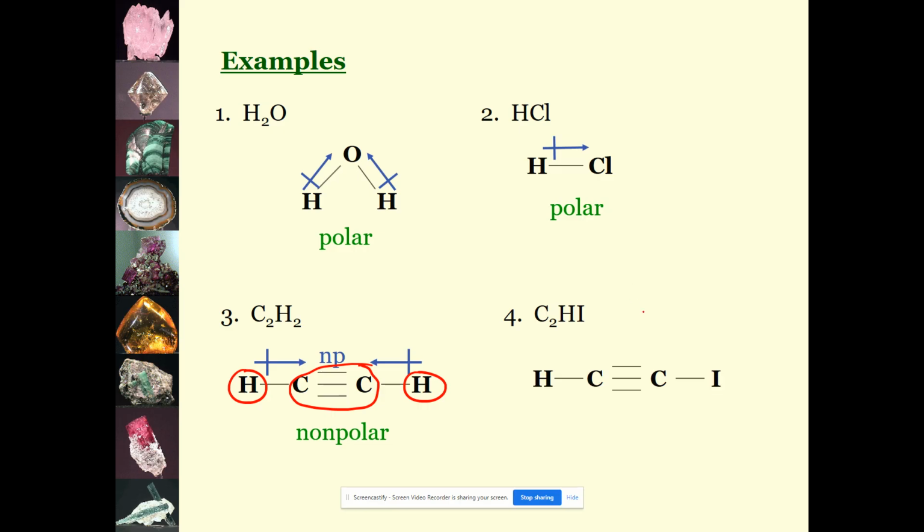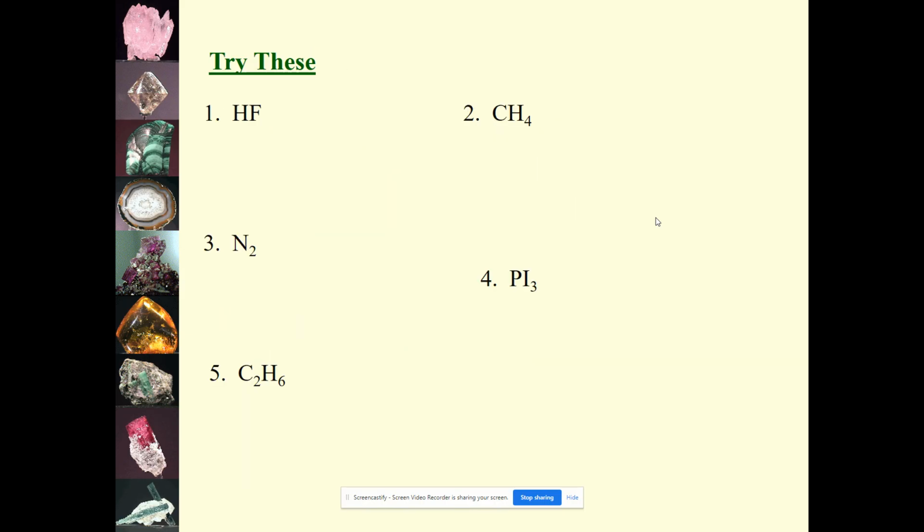Whereas a very similar molecule, two C's again in the middle, but this time the terminal atoms are I and H. So they're two different terminal atoms. Therefore, they're not pulling in opposite directions with equal strength. So the molecule remains polar. Okay? A few more that you can try if you pause this video, and then I'll put up the answers.